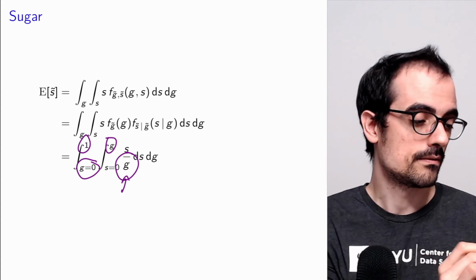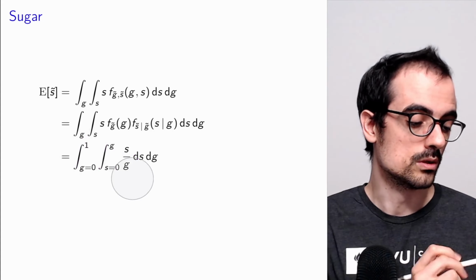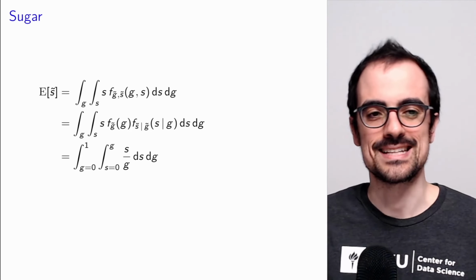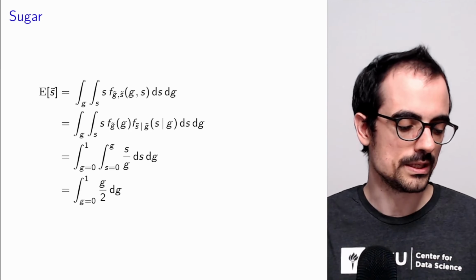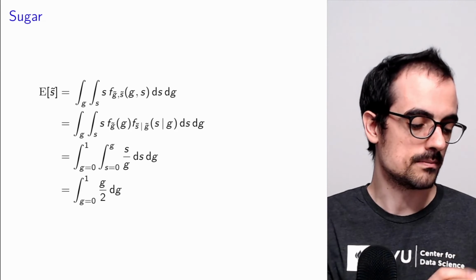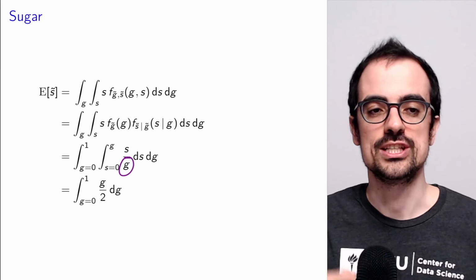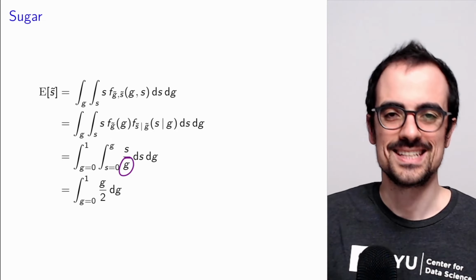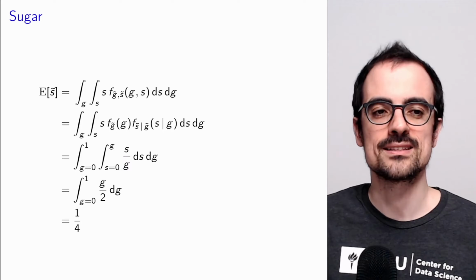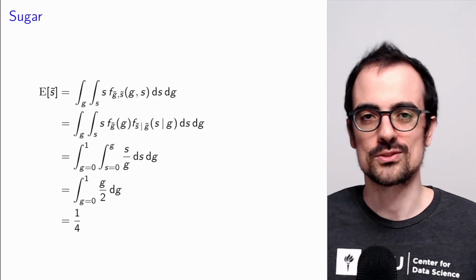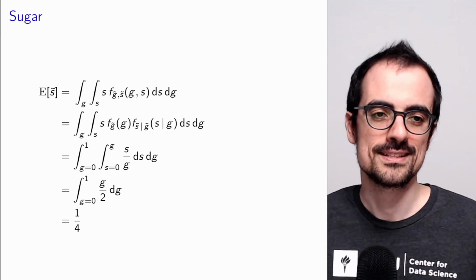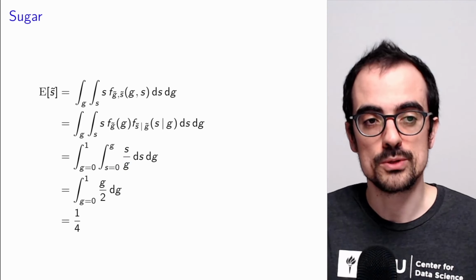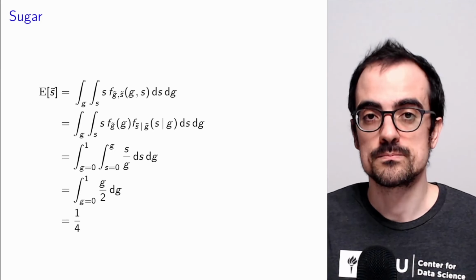We now integrate first with respect to S, right? So the antiderivative of S is S squared over 2. So this is going to be G squared over 2 divided by G, which is G divided by 2. Now, when we integrate this from 0 to 1, the antiderivative of G is G squared divided by 2. We get that the mean amount of sugar that we spill is equal to 1/4. And our formula allows us to do this without having to derive the distribution of S.